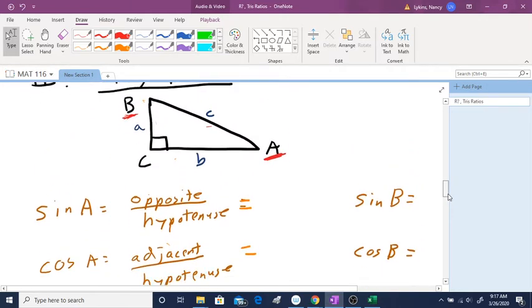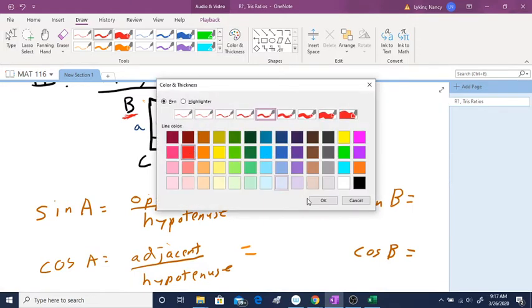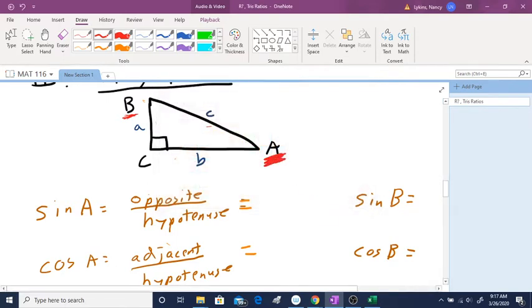Now, with these trig ratios, we're trying to find the ratios of either angle A or angle B. When you see sine, cosine, or tangent of a specific letter, in this case the first one is A, I'm looking at the perspective of A right here. So what I mean by this is sine is always opposite. Opposite of big A is little a. So I'm going to put little a right here.